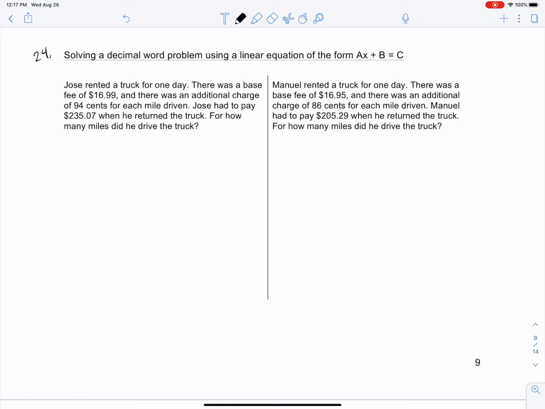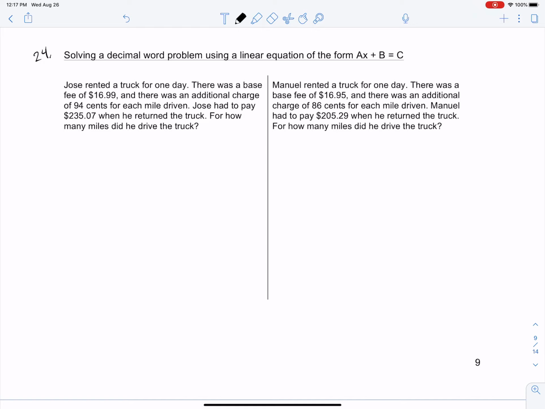Meaning, say we were to walk into a company and we wanted to rent a U-Haul truck, they're going to say, okay, right off the bat, it's going to be a base fee of $16.99. And then when you start driving that truck, we're going to charge you 94 cents for every mile that you drive our truck. Jose had to pay $235.07 when he returned the truck. For how many miles did he drive the truck? So let's create our equation.